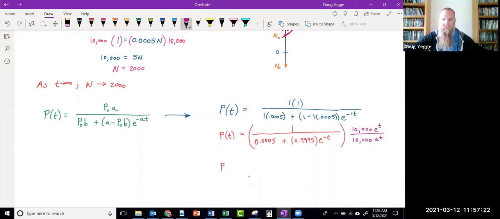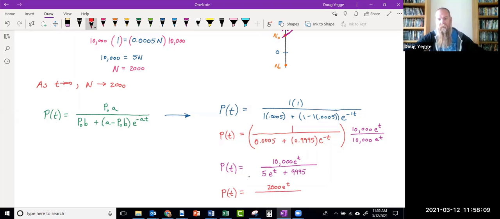And so that becomes P of t equals, well, in the numerator, we get 10,000 e to the t. The denominator, we get 5e to the t, right? 10,000 times this gives 5 times e to the t plus 9,995. And the last step I'm going to do in order to simplify this is now just cancel out a 5, which is a common factor everywhere. And now we're left with 2,000 e to the t over, cancel out a 5, we're left with e to the t plus, and now we take 1 5 away from 10,000, and that gives me 1,999.